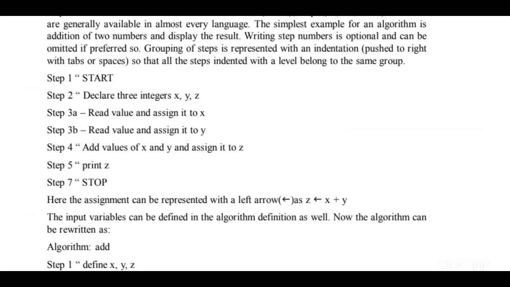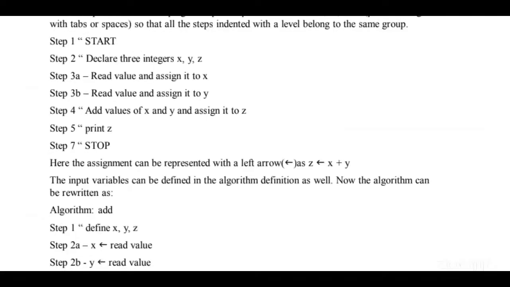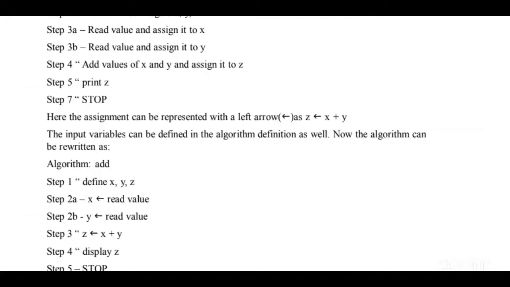Now we go to the steps. Start first. Declare three variables x, y, z. Read and assign a value to x, read a value into y. Add the values of x and y, and assign the result to z. Print z, and then stop. So this is the sum of two numbers, a set of instructions in sequential order.